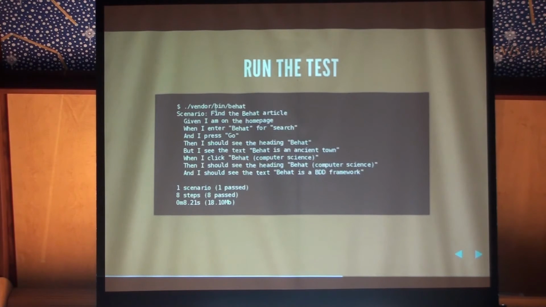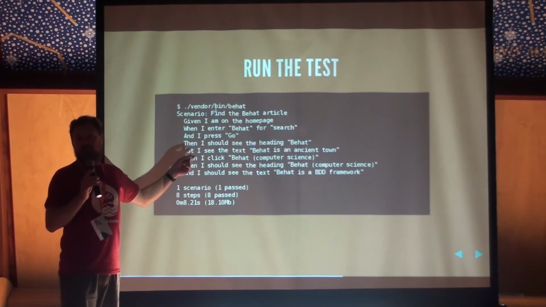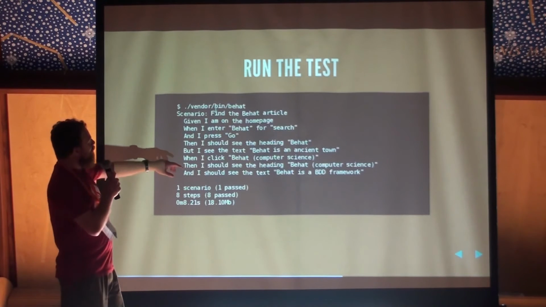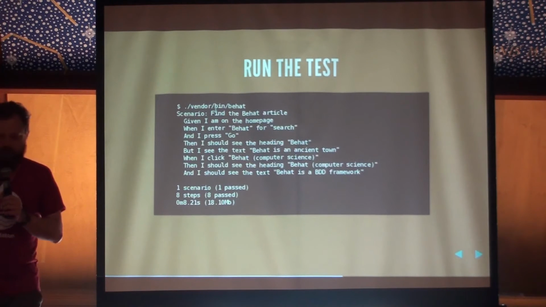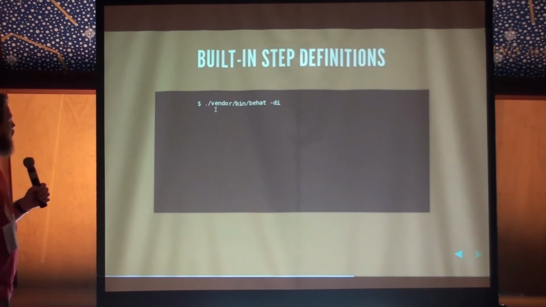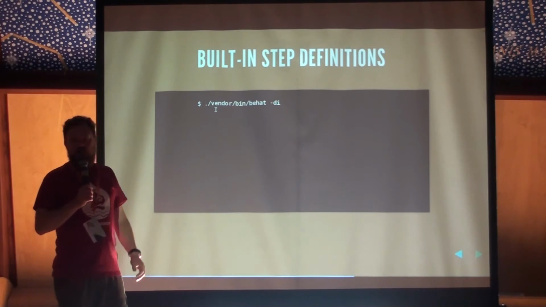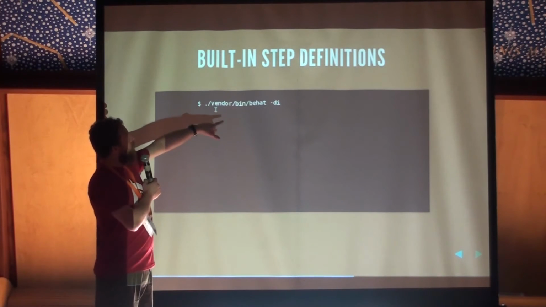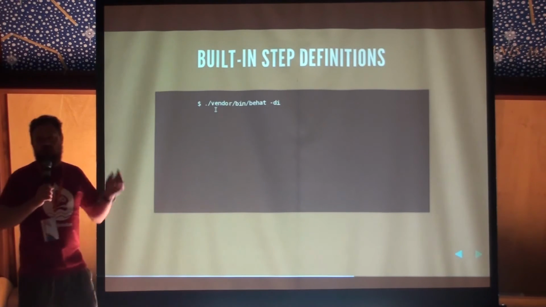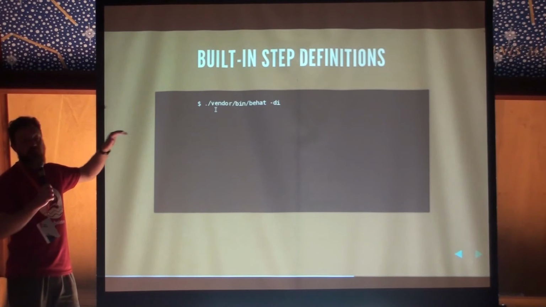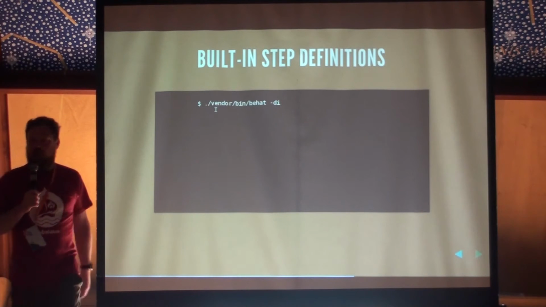Alright, so now of course the question is, how do we know which steps we can use in our tests? Because reading this is very easy, but of course if you type this differently then it wouldn't work. So there is a command in Behat which you can use to list all your built-in step definitions. And this command is vendor bin Behat -di, and di stands for definition info. So a step definition is one line of a test scenario, and then di gives all the information about the definition.